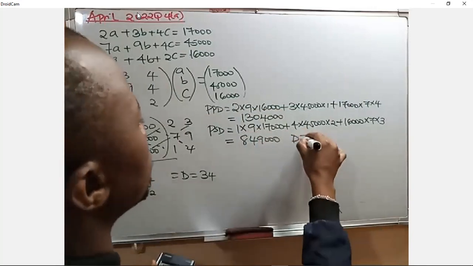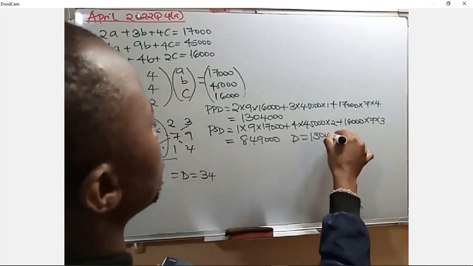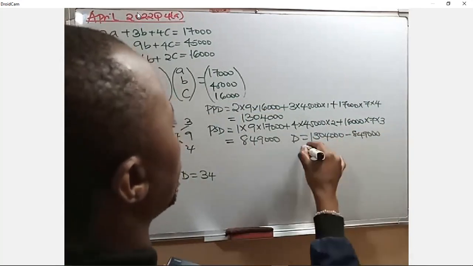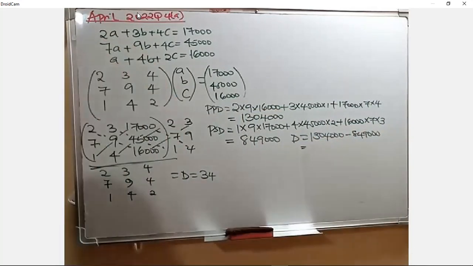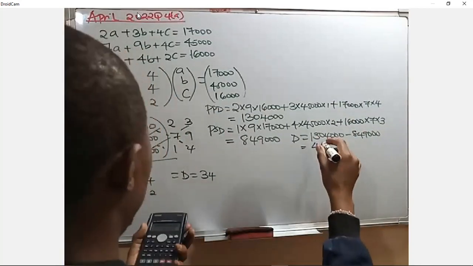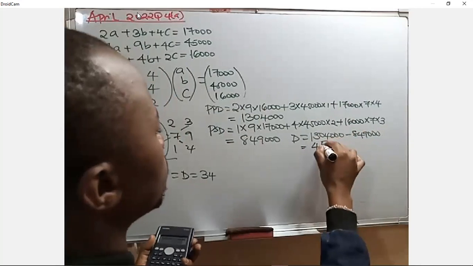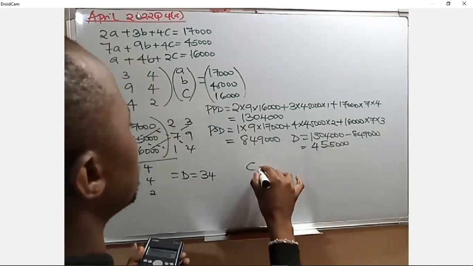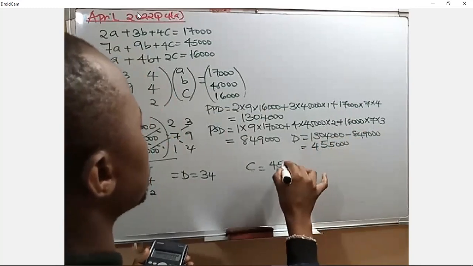To get the determinant here, I'm going to be taking 1304,000 minus 849,000. So 1304,000 minus 849,000 is 455, sorry, 455,000. Very good. So to get the value of C, we just need to take 455,000.